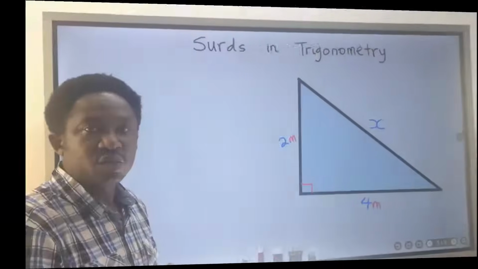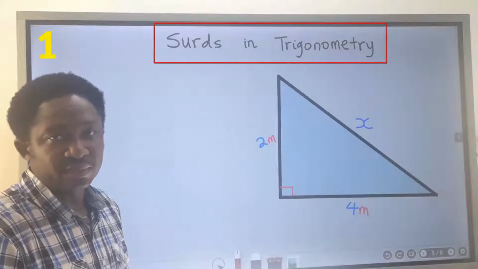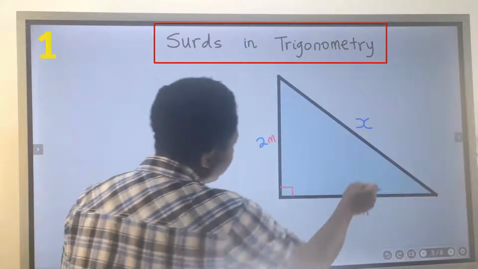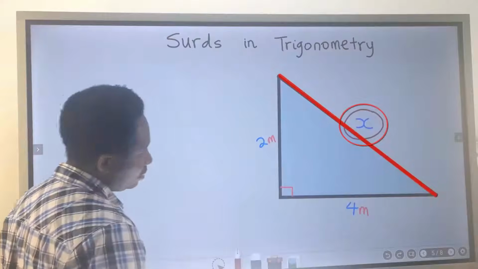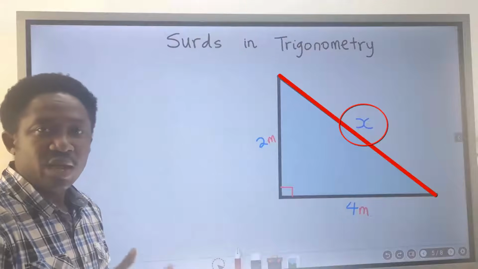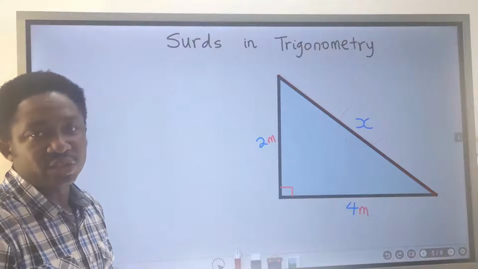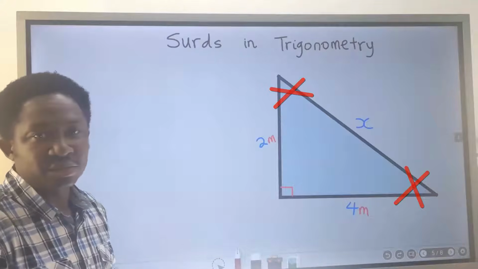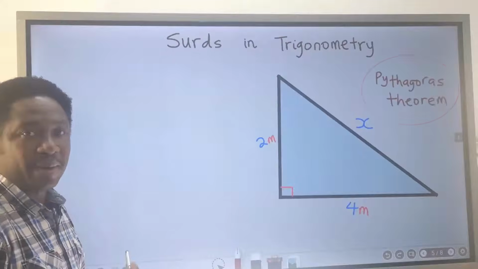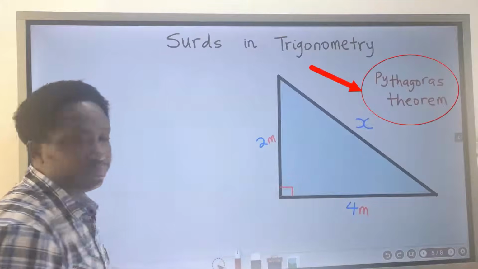Let's consider surds in trigonometry. Let's find x in this right angle triangle. To find any side on a right angle triangle without considering the internal angles, we apply Pythagoras theorem.